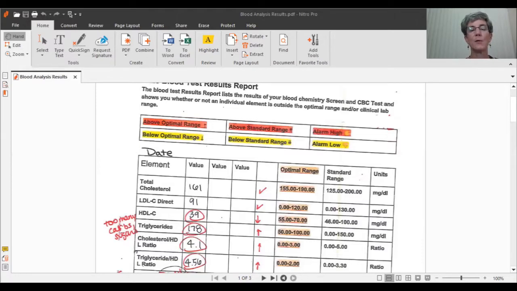The cholesterol HDL ratio and the triglyceride HDL ratio then are related directly to the level of the HDLs. So if the HDL is really low, then the ratio is going to be low as well, or if the total cholesterol is really high or triglycerides high, these are going to be high.